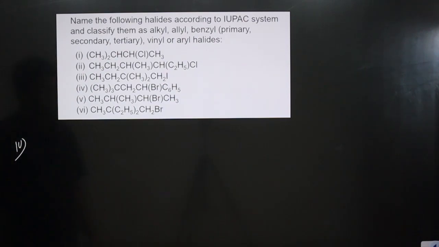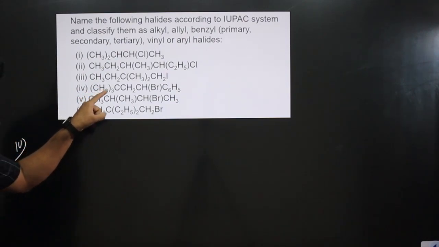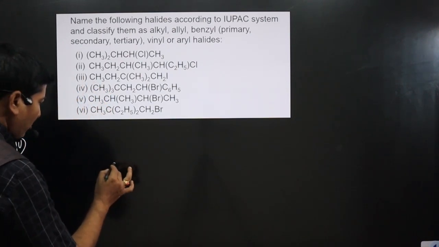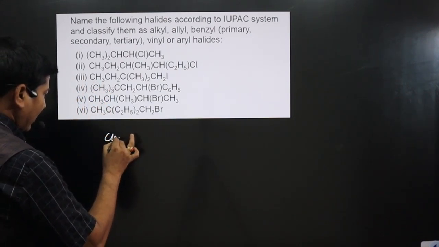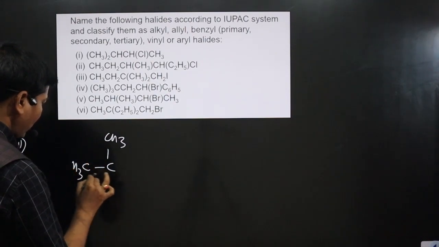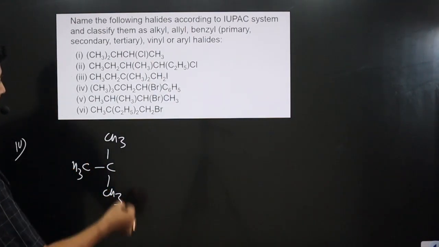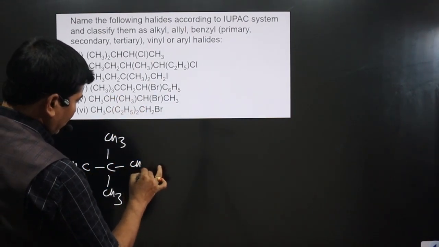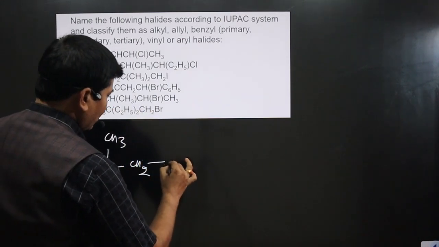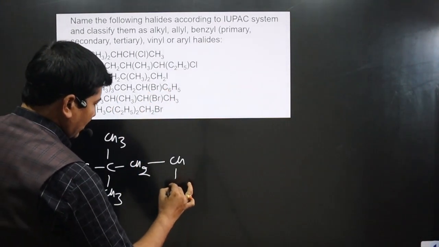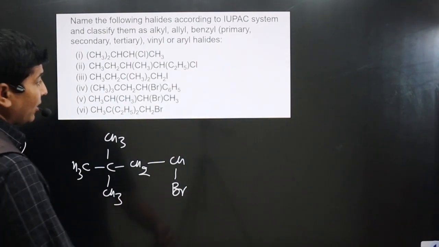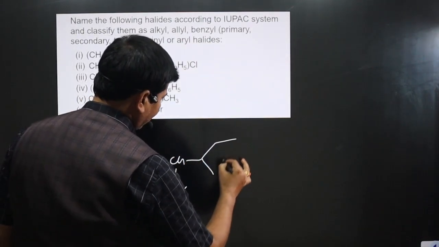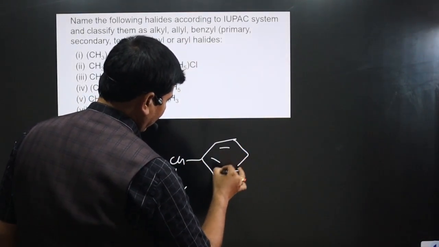Again we can draw the structure. You can see 3 alkyl groups connected to one carbon. So no problem, we have one carbon. This is an alkyl group, and here we have the alkyl group. Next we have CH2, and then we have CH, and to this CH, Br is attached. And then we have a phenyl ring, a benzene ring.